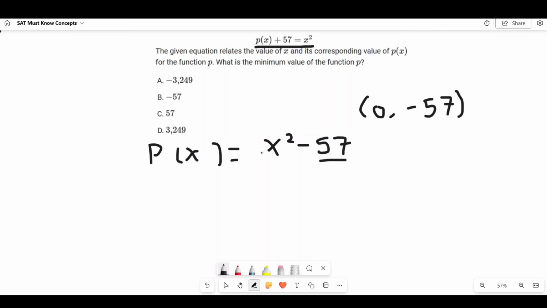Since we have a positive a value, it means that the graph will look like this, with both arrows going up, with a minimum value here. So the minimum value is just negative 57. So that is our answer B.